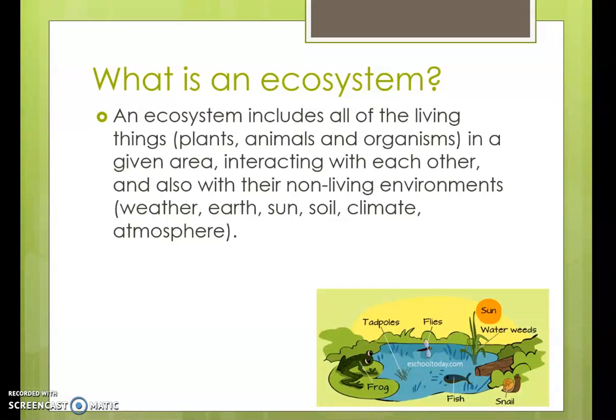ecosystem. All right? So what is an ecosystem? An ecosystem includes all of the living things. So when we talk about living things, we're talking about plants, animals, and organisms in a given area, interacting with each other, and also with their non-living environment, which is weather, air, sun, and water.